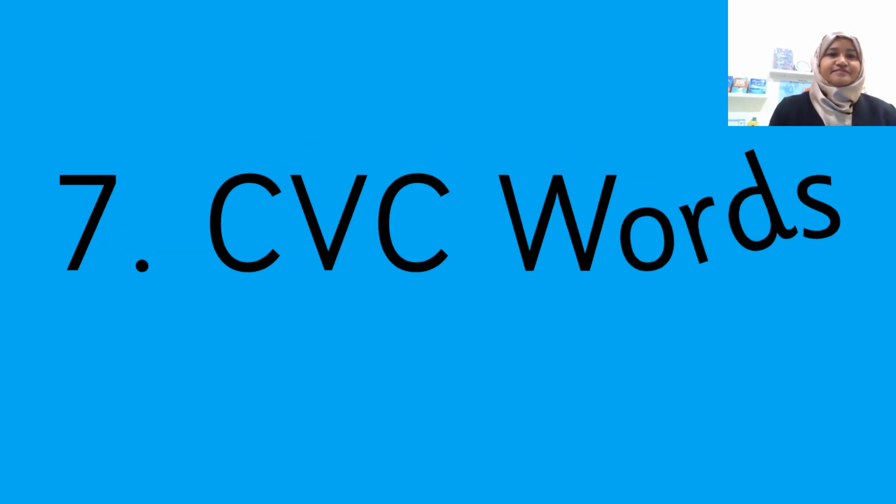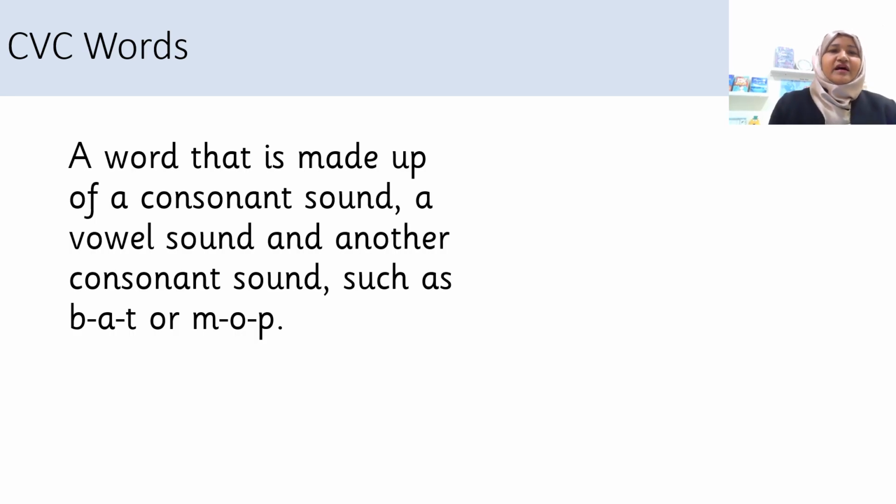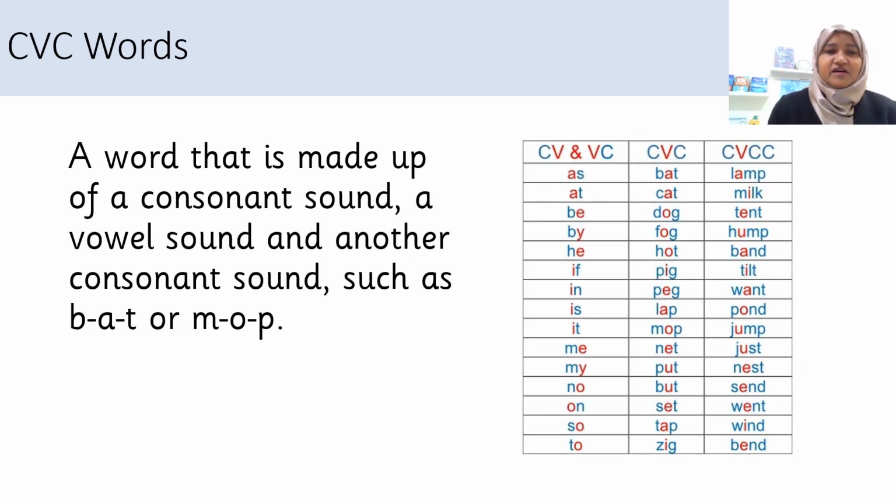CVC words. A word that is made up of a consonant sound, a vowel sound, and another consonant sound, such as b, a, t, or m, o, p. We also have CVCC sound, where you have the consonant, vowel, then 2 consonants, or CV sounds, as in a consonant first and then a vowel, or VC sound. That's when you have a vowel first, like at, and then a consonant.